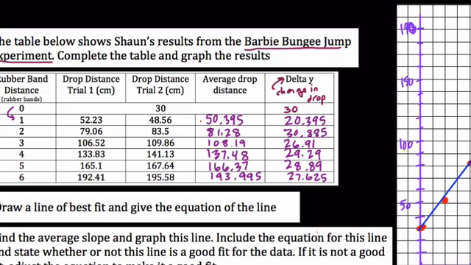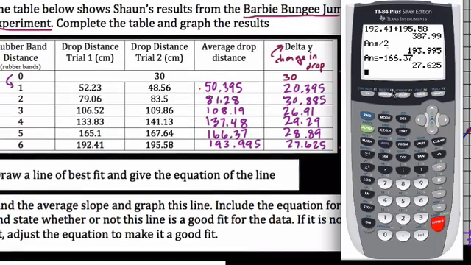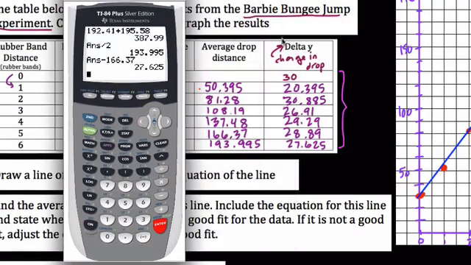Include the equation for the line and state whether or not this line is a good fit for the data. If it is not a good fit, adjust the equation to make it a good fit. So by average slope, they just mean average the changes, or the delta y's that you have right here. It's these numbers. So we just add them up and divide by the number of numbers that we have, right?